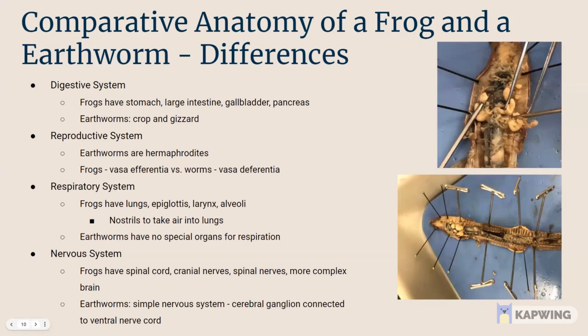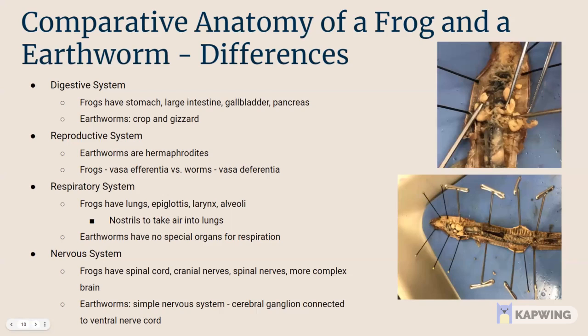For the reproductive system, earthworms are hermaphrodites, which means they contain both male and female reproductive organs, but frogs only contain one set of reproductive organs, either male or female. Another difference is the vasa efferentia in frogs versus the vasa deferentia in worms. These structures both carry out similar functions, but the main difference is that the vas deferens transports sperm from the epididymis to the urethra, while the vas efferentia connects the testes to the epididymis.